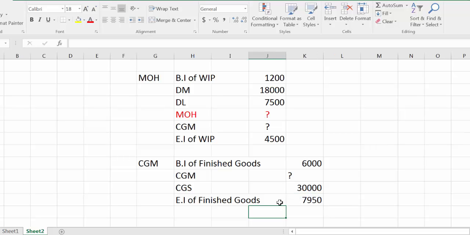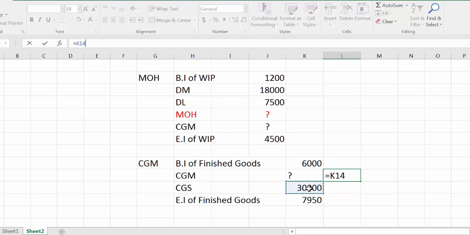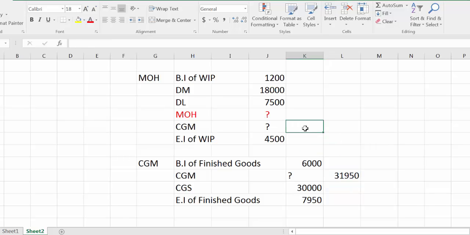Now it becomes clear. It seems like I can find this CGM. You have to do a little bit of backwards calculation. You have to add CGS to ending inventory. CGS plus ending inventory equals beginning inventory plus CGM, so it's a backwards calculation. I'm going to add CGS to ending inventory, and the value is called cost of finished goods available for sale. Then you subtract beginning inventory to get the CGM. So the CGM is 31,950. I'm going to come back here to put this number.